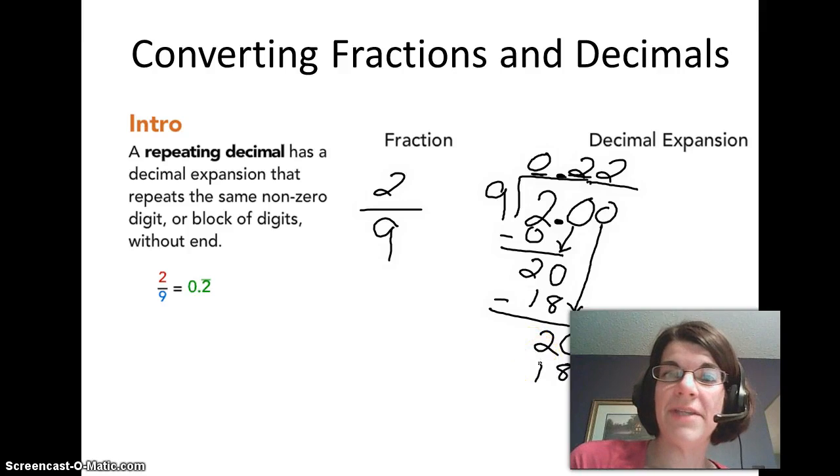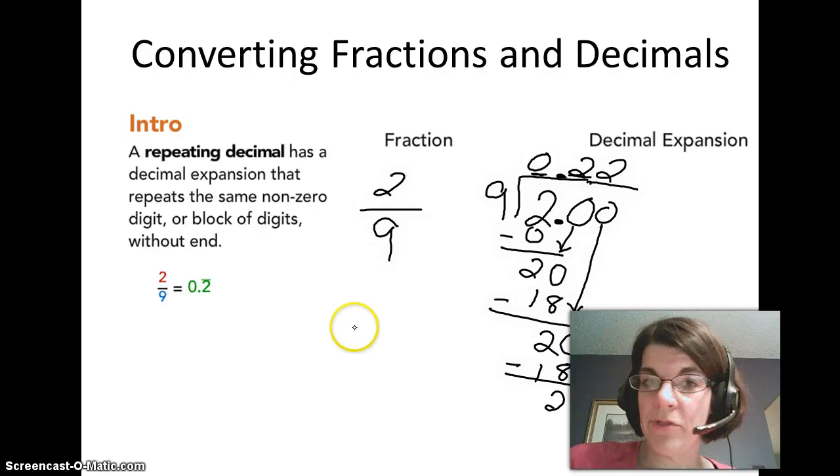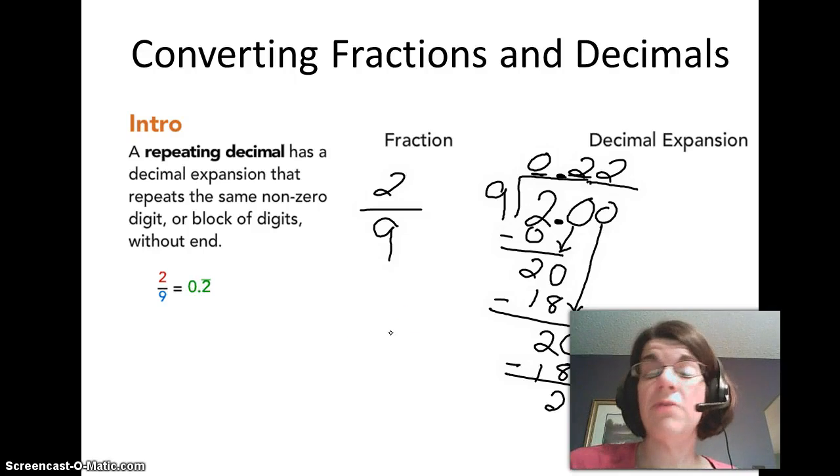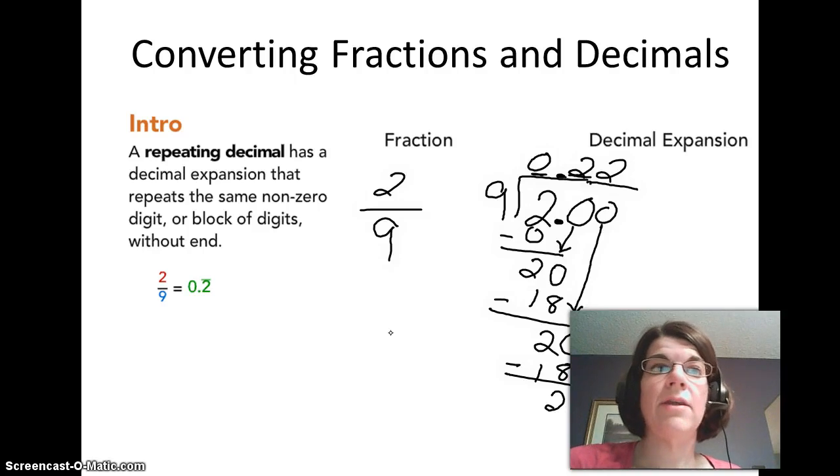I hope you're seeing what's happening here. I'm getting a pattern, right? I'm always going to end up with 18, and I'm always going to end up with 2 left over. If you continue to add zeros, you're going to continue to put 2's on the top and continue to get 2 left over. So we end up with what's called a repeating decimal, meaning it goes on and on forever with no end.